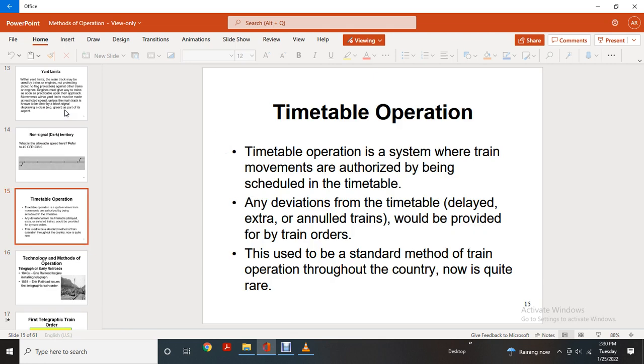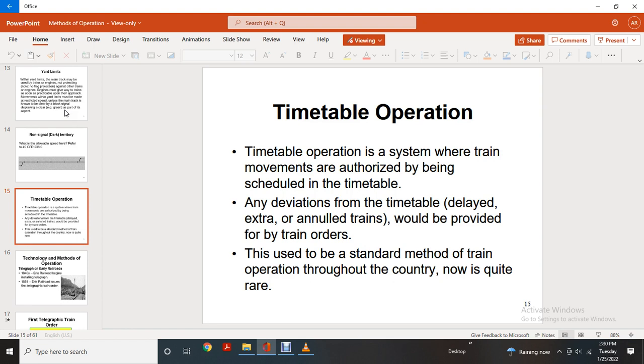Timetable operation. In the timetable operation system, train movements are authorized by being scheduled on the timetable. Any deviation from the timetable, such as delays or extra trains, will be provided for by train orders. It was once the same method of train operation throughout the country, and is now quite rare.